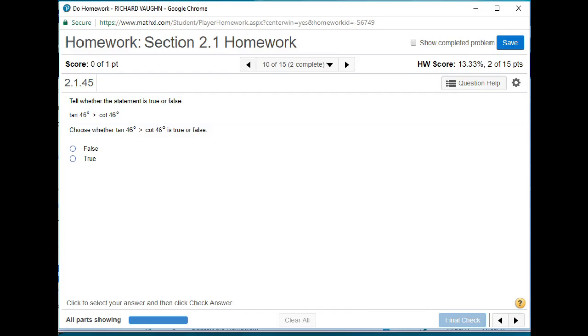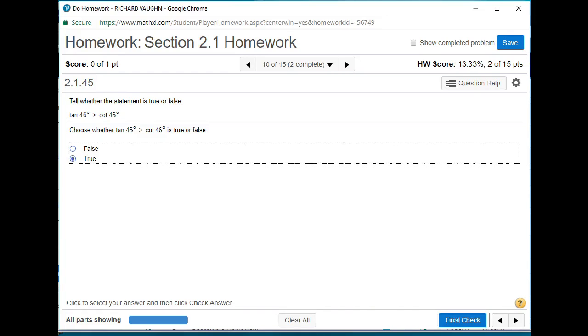Now cotangent, you know, think about this in terms of the cofunctions, right? So the cotangent of 46 degrees would be the same thing as the tangent of 44 degrees, because 44 and 46 add up to be 90. So tangent of 46 degrees is bigger than the tangent of 44 degrees, and the tangent of 44 degrees is equal to the cotangent of 46 degrees. So therefore, this is a true statement. The tangent of 46 degrees is bigger than the cotangent of 46 degrees.